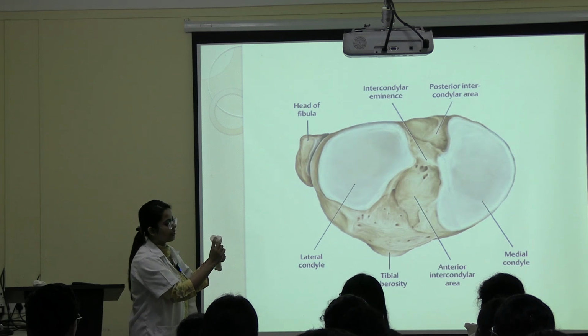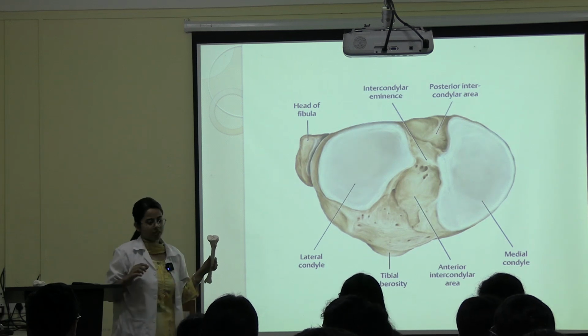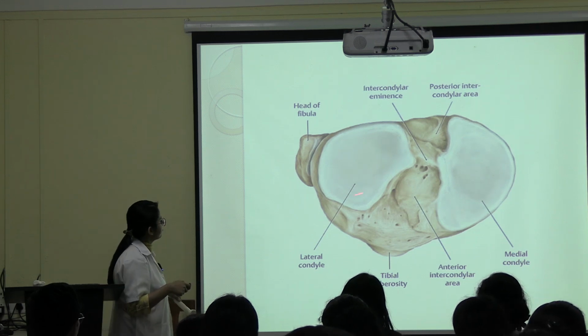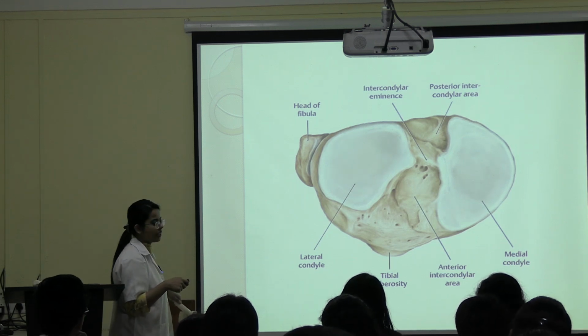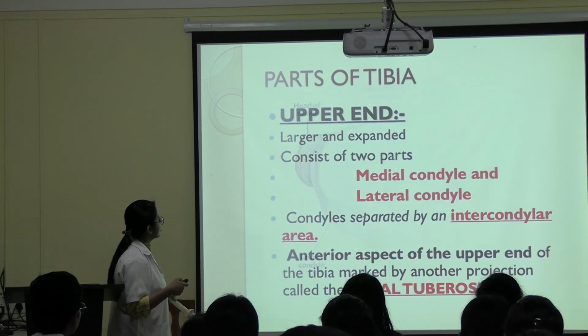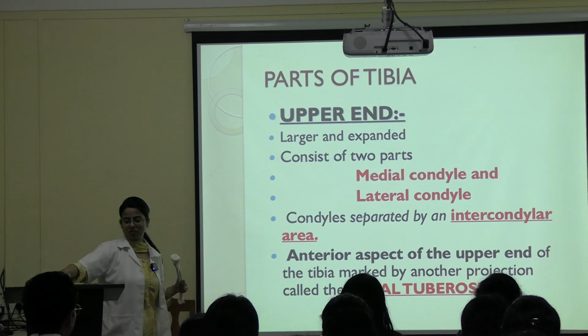Eminence. And these two elevated parts? Tubercles. Clear? See, this is the lateral condyle. This is the medial condyle. Medial condyle is oval. Okay.